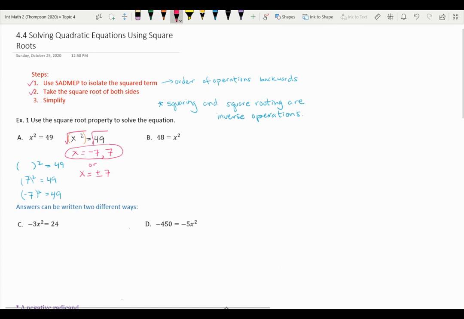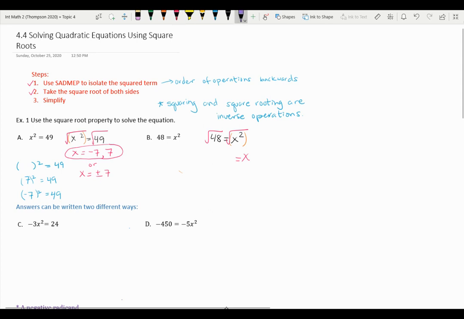Okay, B. Try this one. 48 is equal to x squared. Step 1, isolate the squared term. There's the squared term. It's already isolated, which means it's on one side of the equation by itself. So I take the square root of both sides because I need to find x. To get rid of the squared, I take the square root. What is the square root of 49? I'm sorry, 49 was A. What is the square root of 48? Well, it's not a perfect square.